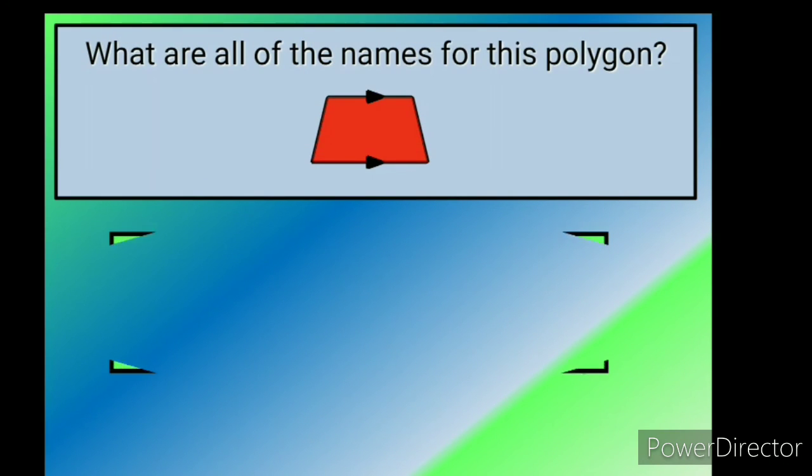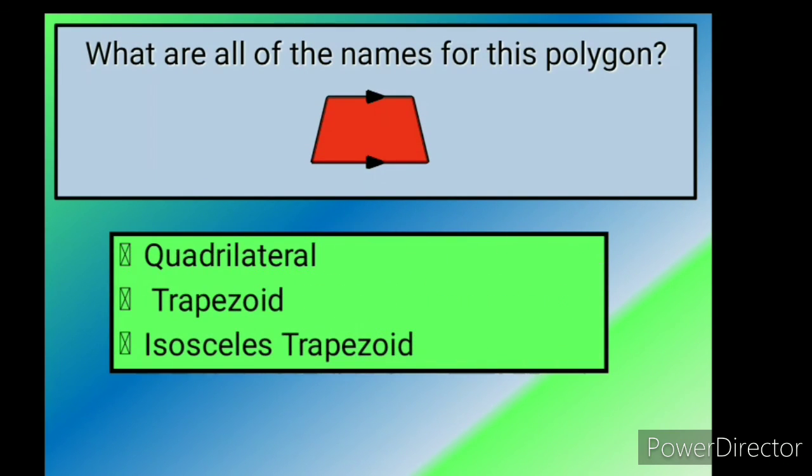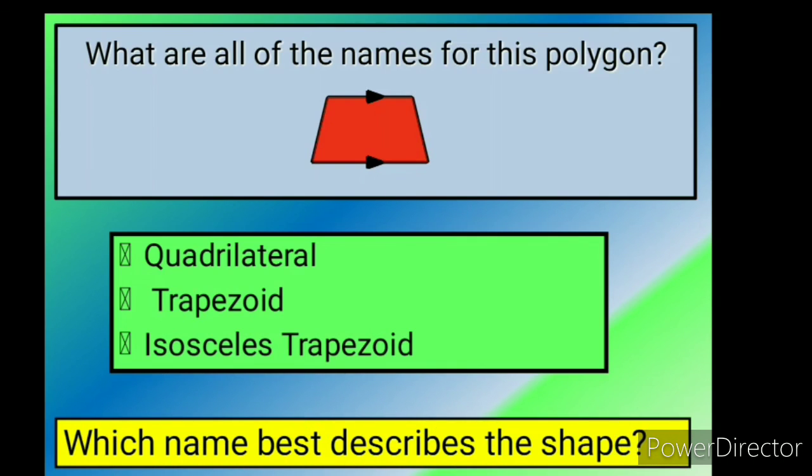This question, what are all of the names for this polygon? Quadrilateral, trapezoid, isosceles trapezoid. Right? Which name best describes the shape? Yes, isosceles trapezoid. In that, non-parallel sides are equal. That arrow mark represents parallel sides. The remaining two sides are non-parallel. They are equal. So it is called an isosceles trapezoid.